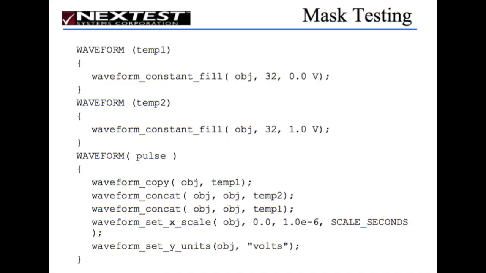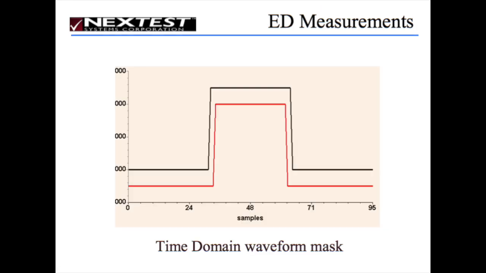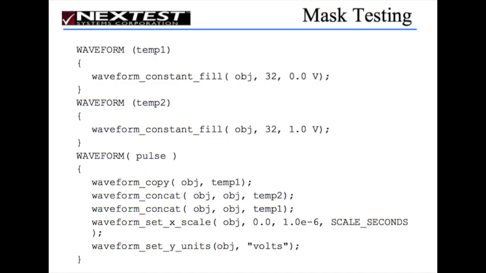Waveform temp 1, waveform constant fill, object 32 samples, 0. Waveform temp 2, waveform constant fill, object 32 samples, 1.0. Now we make a pulse. This makes the mask. So waveform copy, temp 1 into object. So temp 1, let's see, that was the 0. So the pulse gets 0, then it gets temp 2 concatenated in. So 32 samples of 0, 32 samples of 1, and then waveform concatenate, object temp 1. So now temp 1 is added on, that's 0, so 0, 1, and 0. Okay, so 32 plus 32 plus 32. And then waveform set X scale, 1 microsecond, and scale seconds.